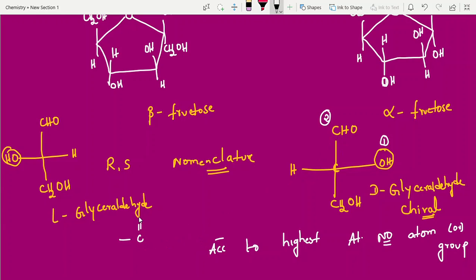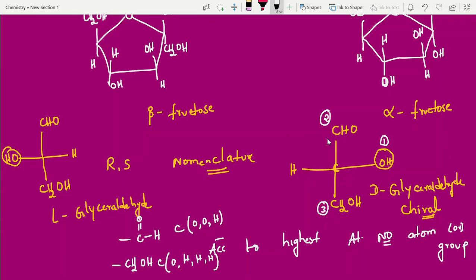C double bond OH means this carbon is bonded with two oxygens and one hydrogen. The same way you can write here CH2OH. Yes, this carbon is bonded to one oxygen, then in descending order hydrogen, hydrogen, hydrogen, like this. First the oxygen matching, then go for the second one. Here oxygen, here hydrogen. That's the reason for second priority here and third priority here.